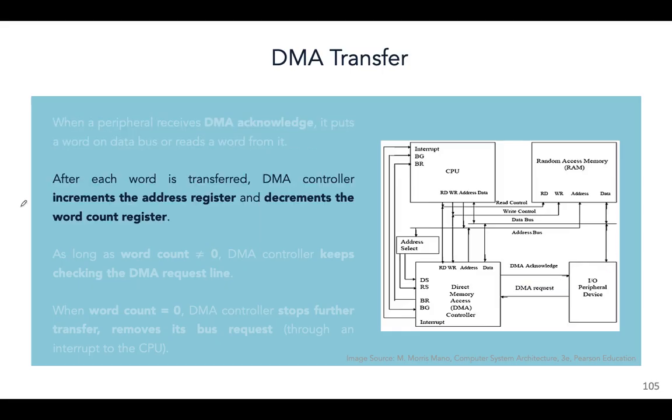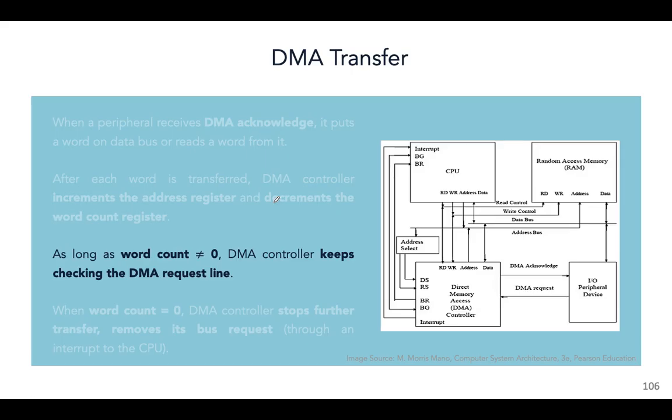After each word is transferred, the DMA controller increments the address register so as to move on to the next address, and it also decrements the word count register because now one of the words has been transferred, so the counter must be decremented. Right? The word count must be decremented. If there were 100 words, now there are only 99 words, and then only 98 words would be left, and 97, and so on. All right, so the counter has to go down.